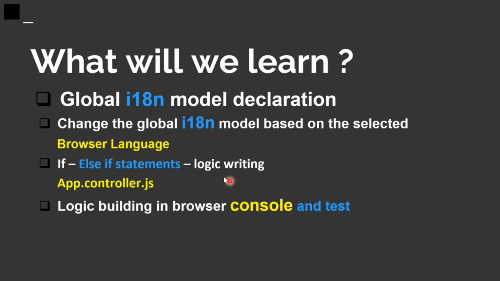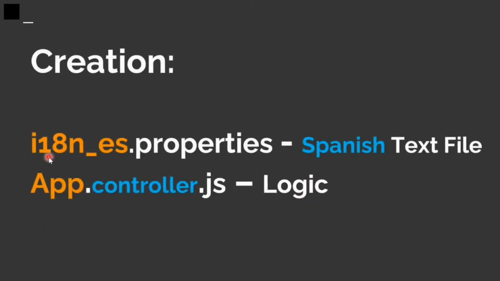Before implementing changes in the app controller, we can test our code at the console level in the browser. This is what we are going to learn. We will also learn how to put the breakpoint and debugger in our code and write the code in the console and test. There would be creation of the application i18n underscore es dot properties file where we will keep our Spanish text, and we will do the logic building in the app controller on init function. Let's see it in a practical way.